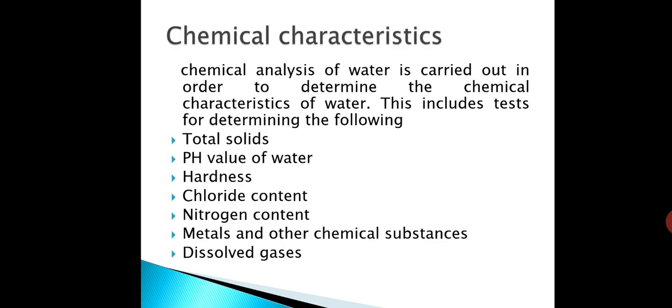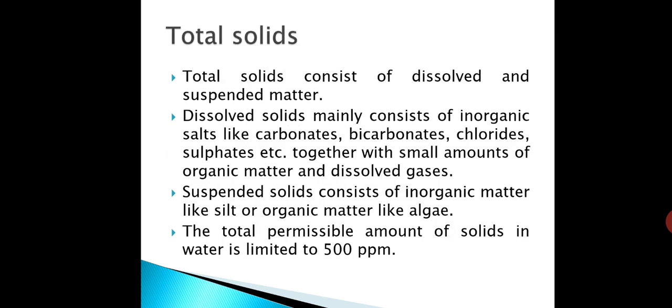So let us first discuss the total solids. So total solid consists of dissolved and suspended solid. Dissolved solid mainly consists of inorganic salts like carbonates, bicarbonates, chlorides, sulfates, etc., together with a small amount of organic matter and dissolved gases. And suspended solid consists of inorganic matter like silt and organic matter like algae.